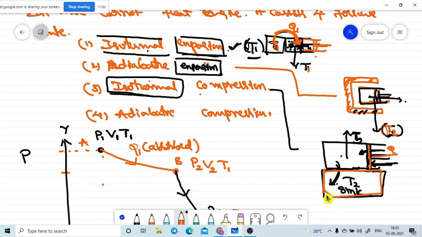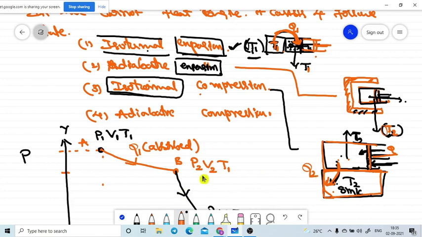That means it is connected to the system, which means the sink is at a low temperature. Whatever amount of heat energy is supplied to the system, that energy comes out from the system to the sink, because these walls are thermally conducting walls. The same energy comes out. Let's assume we don't know that one, so we take Q2 as the amount of heat energy ejected, released from the system.